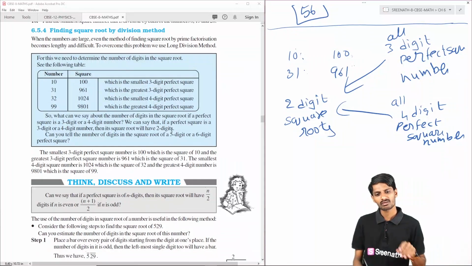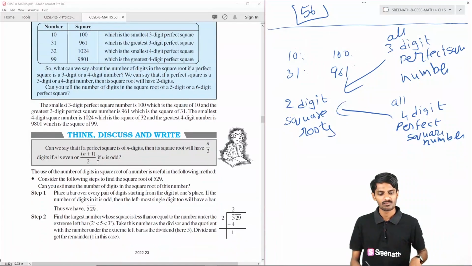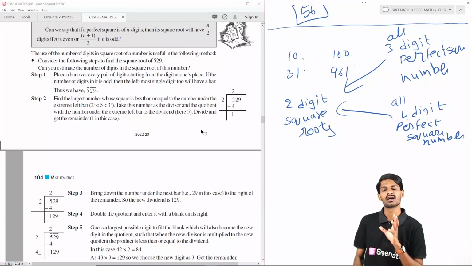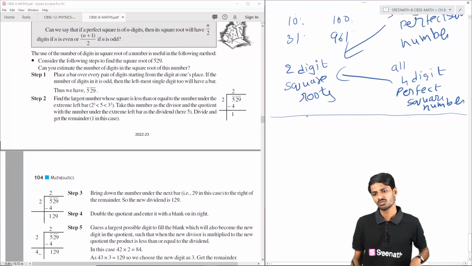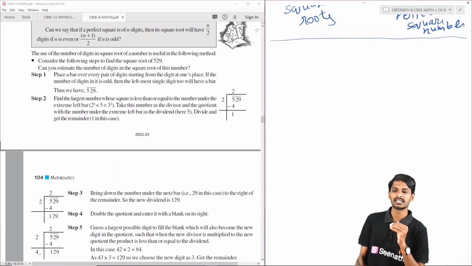Like that, what about 5-digit and 6-digit perfect square numbers? Think of them. So here we will find the square root using the division method.